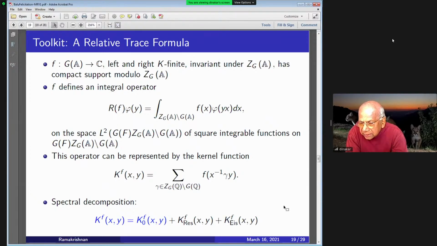And the interesting thing is, if you choose, for example, G to be GL2, and then you take H1 and H2 to be the maximal unipotent subgroup, which is like 1 star 0 1, and then you integrate over it according to some characters of this maximal unipotent group N, then you actually get the Kuznetsov trace formula. So the Kuznetsov trace formula and Petersson trace formula are special cases of the relative trace formula.